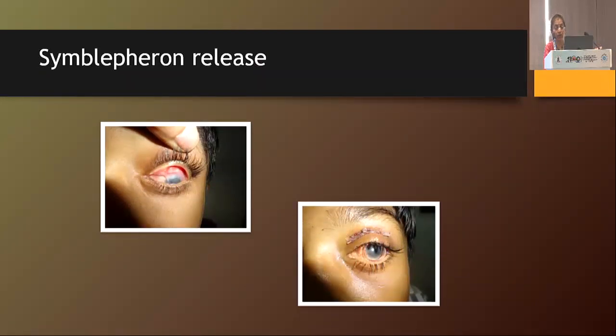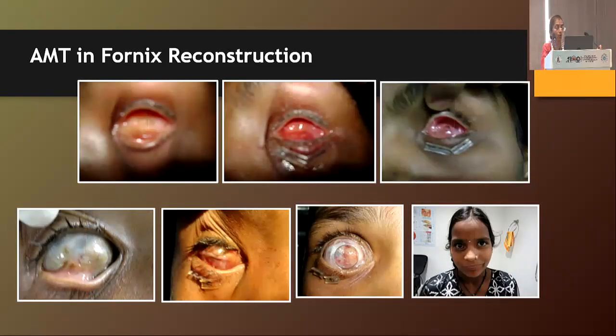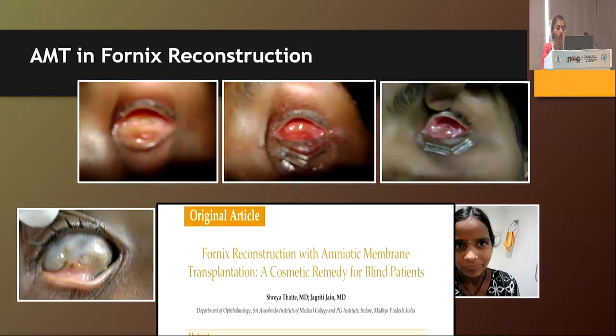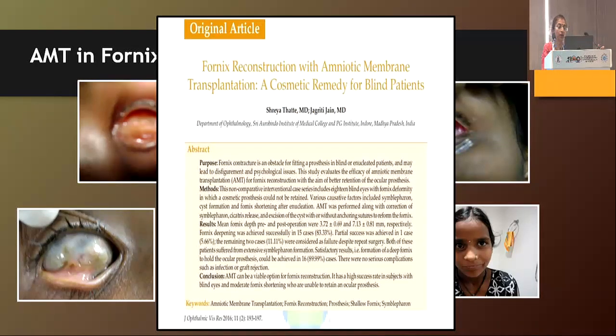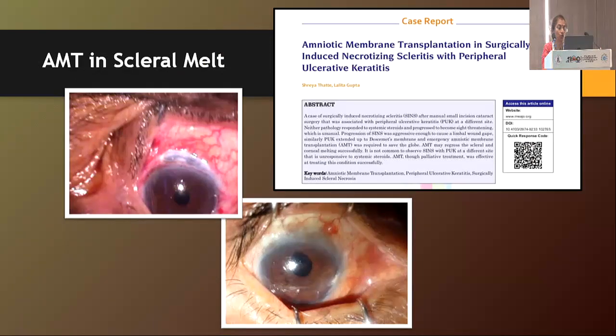Symblepharon release is already covered, so I am not going to cover it, but in blind eyes also, where there is shortening of the fornix and symblepharon, this amniotic membrane can help you reconstruct the fornix and give a good prosthesis fit. This work in blind patients was also published.